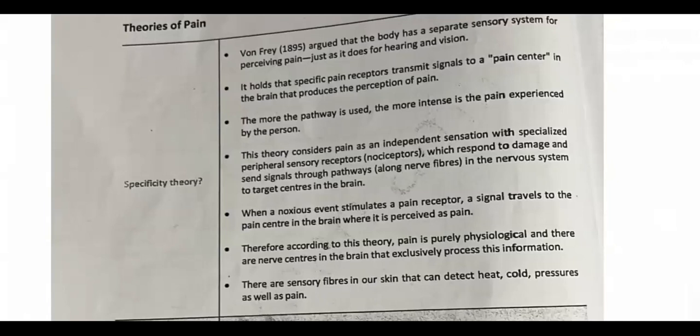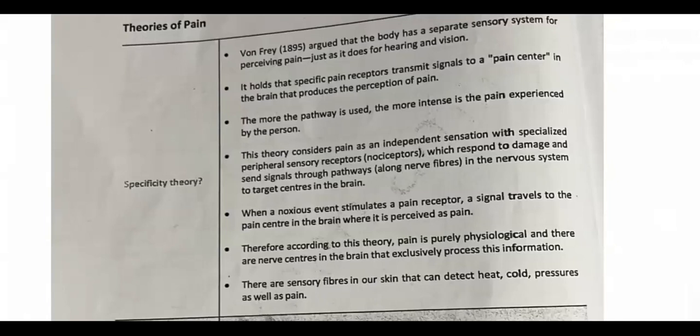So every single time you are injured or you have tissue damage, the separate sensory system for pain in your body is activated. As soon as this is activated, a signal is sent to the brain, which is called the pain center, and this decides your perception of pain.